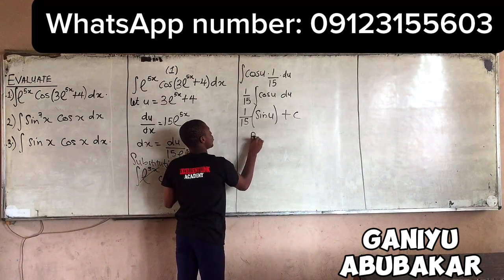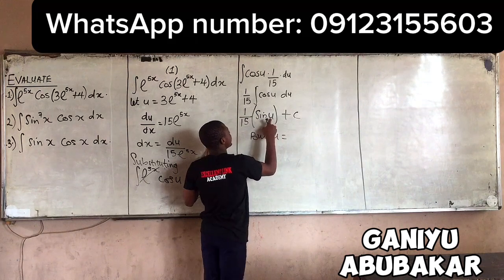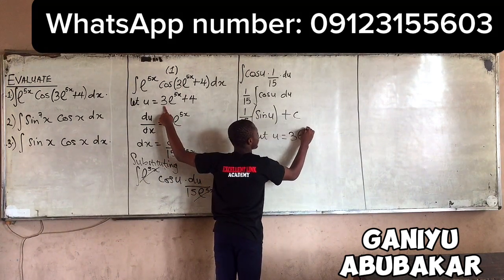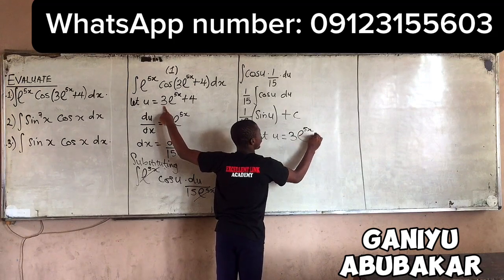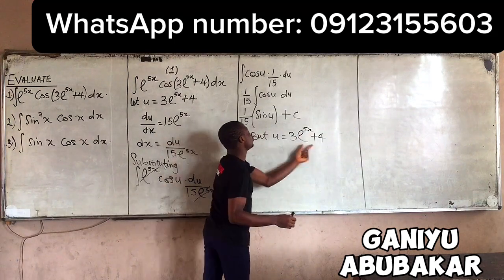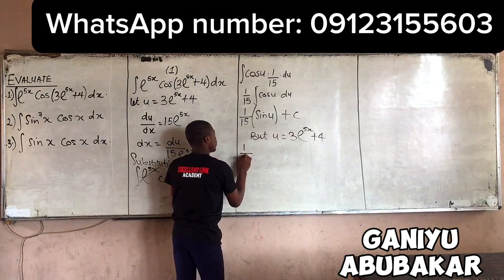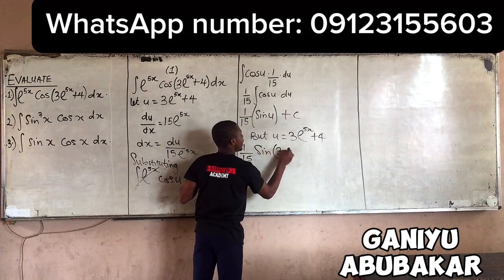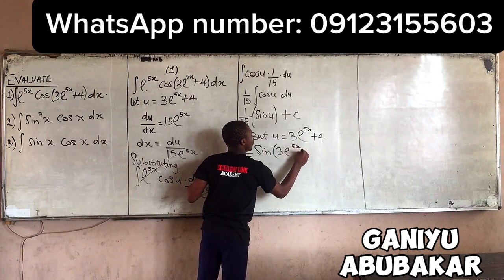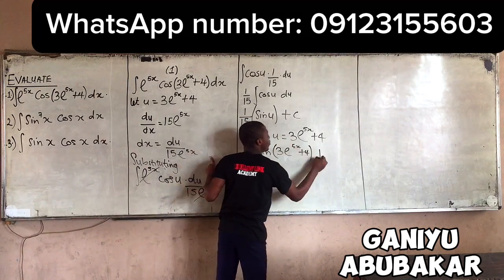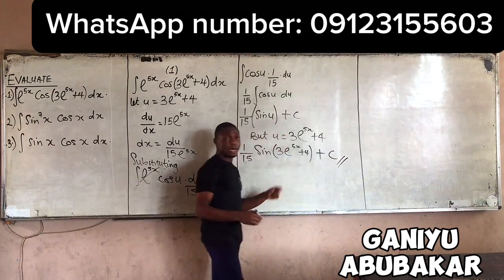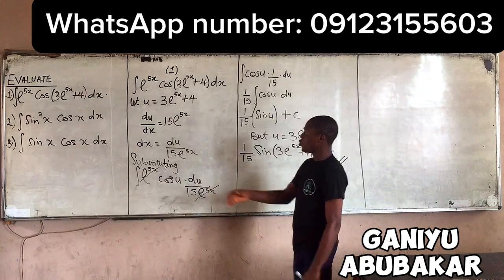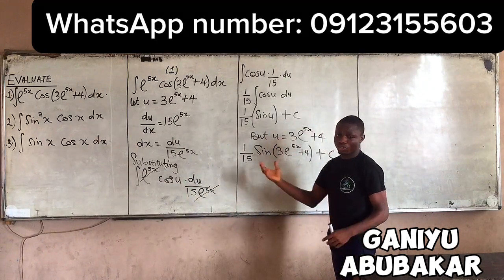But u was what? We said u was what from the question? u was 3e^(5x) plus 4. So putting u here, I'll have 1 over 15, next up, sin of 3e^(5x) plus 4, next up, plus c. That's how to solve this question. So let's try to solve number 2 and let's see how it works.